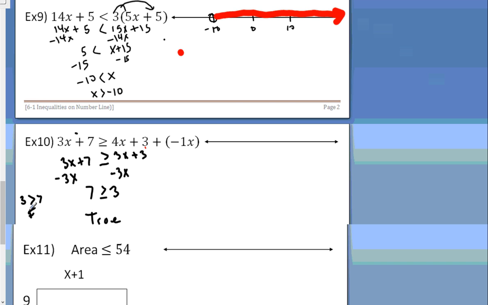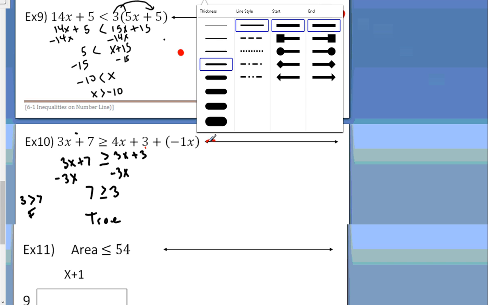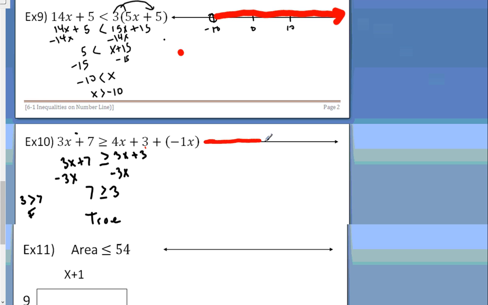If it said that, there's no number that would work. But it said this. If the variables go away and whatever's left is true, then guess what you shade? You shade the entire number line. What you're saying then is every number works. Okay? So you would shade the entire number line. There is not a number that you can put in for x that doesn't work.